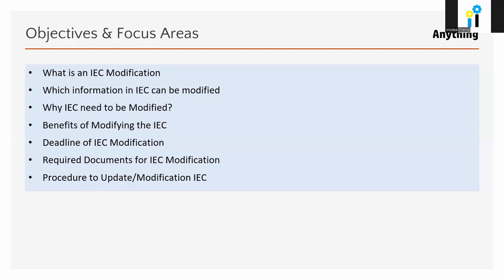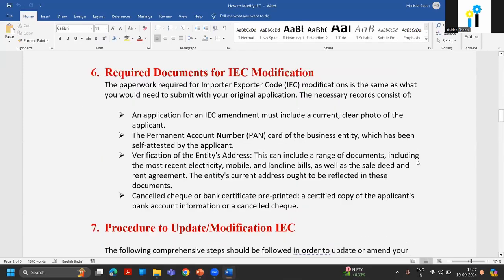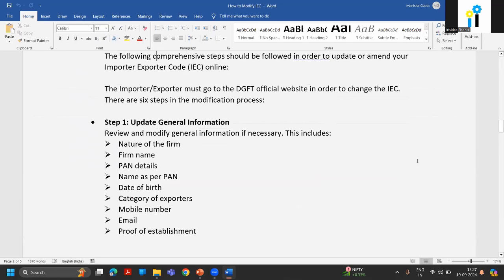Deadline, as I mentioned, is April to June, and 30 June is the last date to modify your IEC. What documents are required? PAN of the business, partner PAN, photograph of the applicant, then bank document, cancelled cheque, and address proof of the business. The original documents are required, and the procedure is simple. First, you have to visit the DGFT portal, and once you click on the modify button, there are 6 steps.